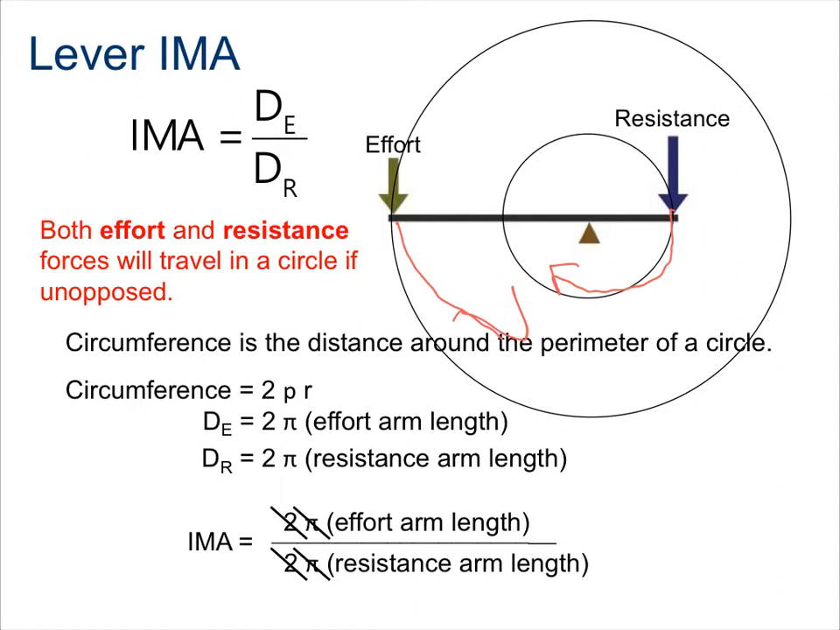The circumference is the distance around the perimeter of a circle. Recall that the circumference of a circle is 2 pi r. So the distance of my effort is equivalent to 2 pi times the effort arm length. The distance of my resistance is going to be 2 pi times the resistance arm length. If I go to calculate IMA, dE over dr, I'm going to see that it's going to essentially be the effort arm length divided by the resistance arm length.